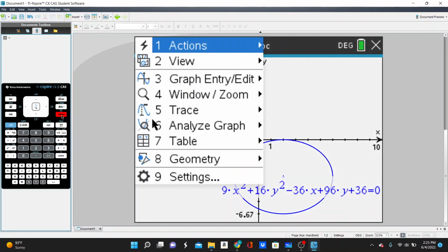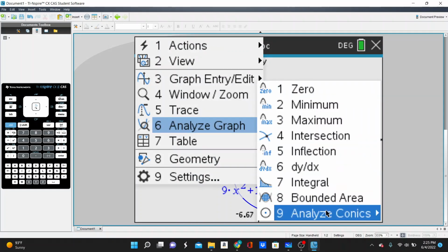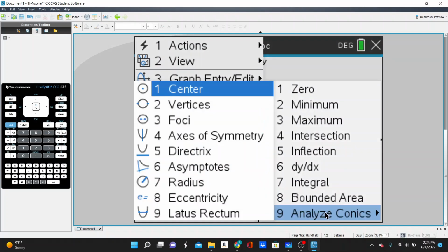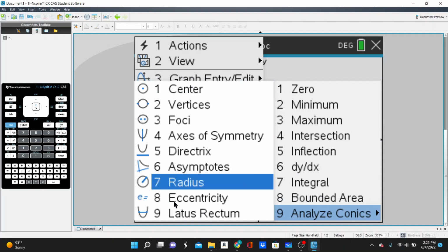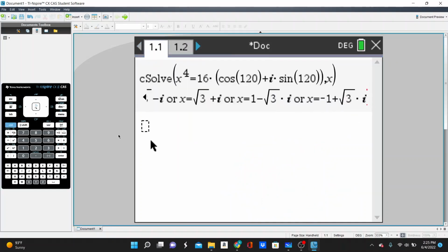And so what we can do is we go to menu again, analyze graph, analyze conics, because that's what an ellipse is. It's a kind of conic. And then see right here under H we have eccentricity. So you click on that, and you can just hover over and see we have square root of 7 over 4, which we can confirm again.